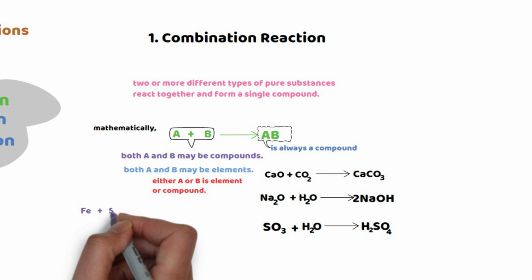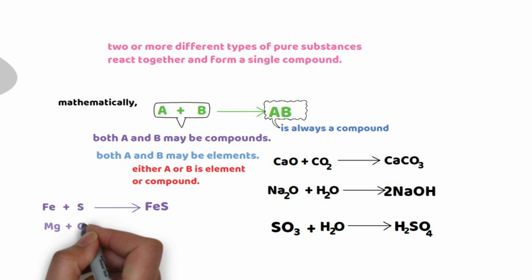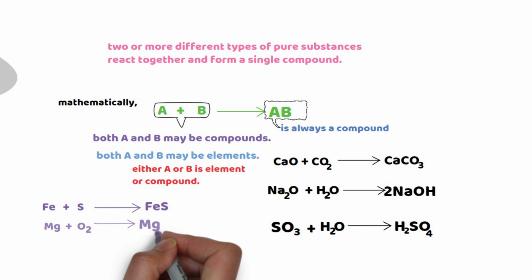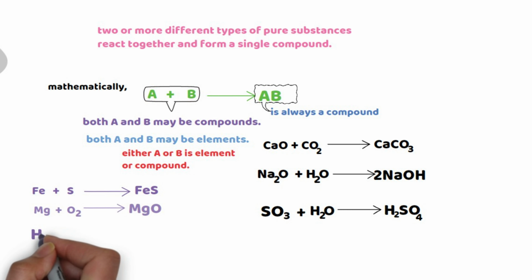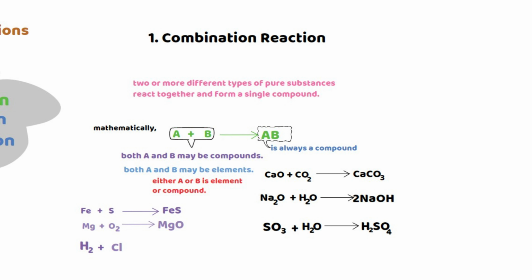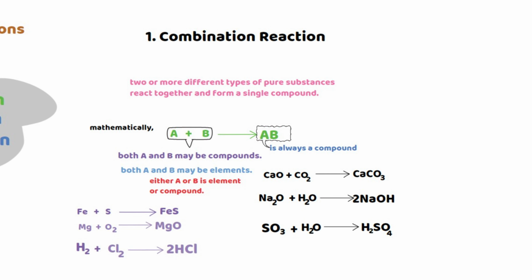When A and B are elements, example, iron reacts with sulfur to form iron sulfide. Iron sulfide is a compound, but iron and sulfur are elements. Magnesium is an element, oxygen is an element. They react together, finally they produce a single compound known as magnesium oxide. Hydrogen is an element, chlorine is an element. They react together to form a compound, hydrogen chloride.